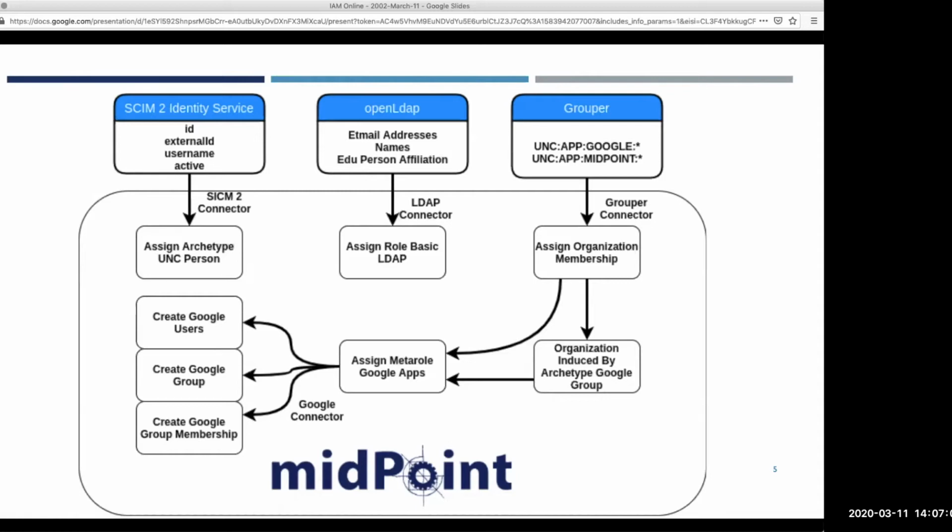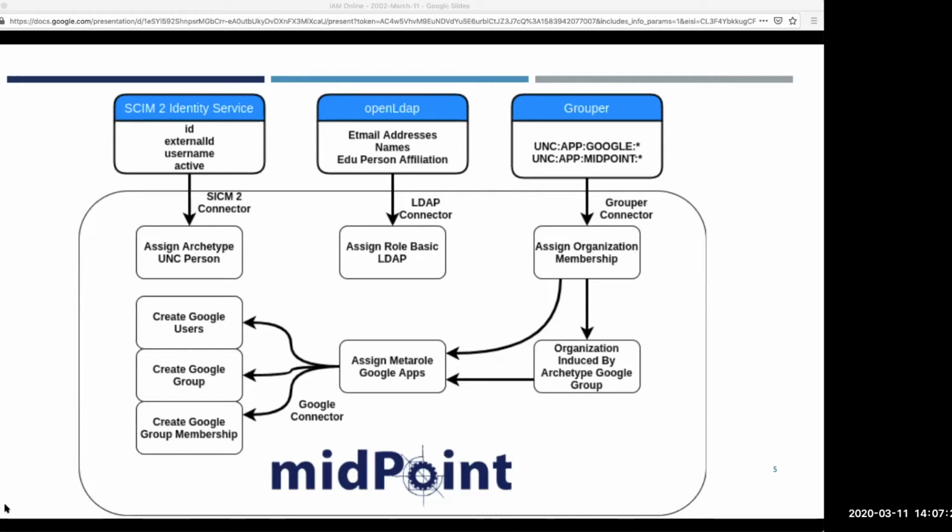Carries, I think, a total of 4 attributes at this point. It's just what we needed to get started. And then we bring in additional data from our LDAP directory. So, we want to add things like names, email addresses, eduPerson affiliation into Midpoint for it to be able to provision those things out to provisioning targets.